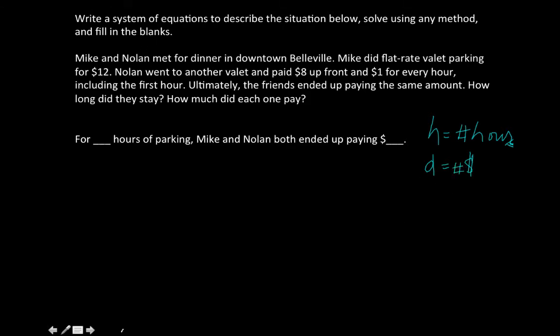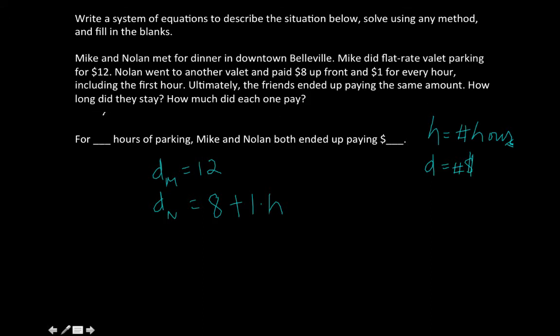Or number of dollars, amount of money. Mike and Nolan met for dinner in downtown Belleville. Mike did flat rate valet parking for $12. So the total dollar amount for Mike is $12. Nolan went to another valet and paid $8 up front, so the dollars for Nolan is $8 up front and $1 per hour, so plus 1 times H, the number of hours.